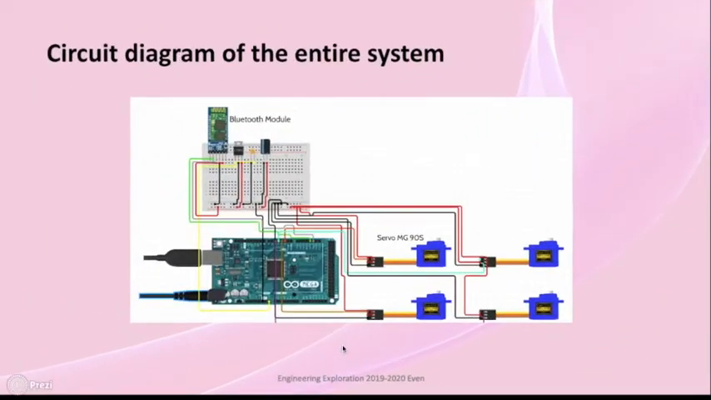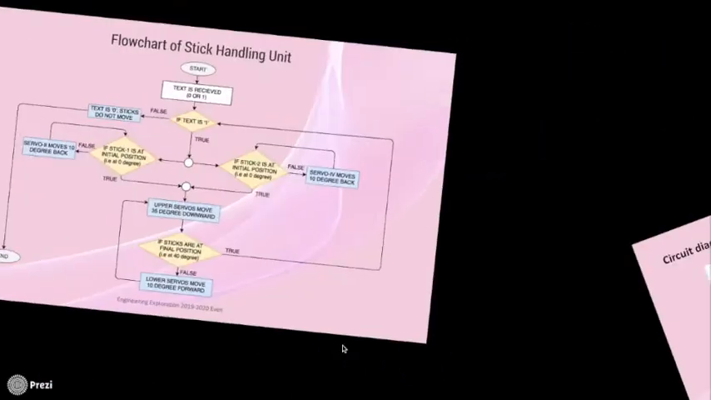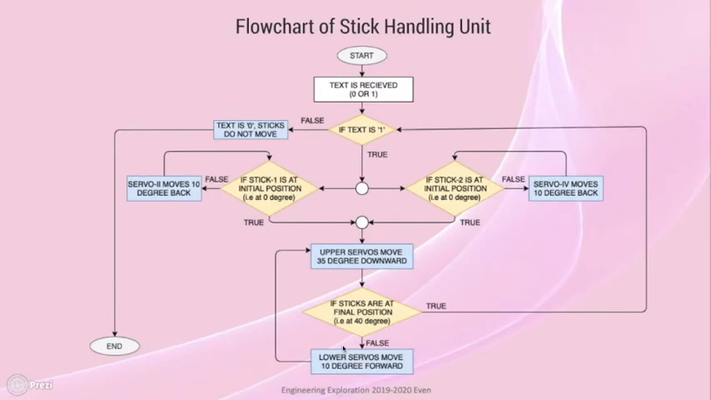This is the circuit of the entire system consisting of 4 servo motors and a Bluetooth module connected to an Arduino Mega board. This is the flowchart of the stick handling unit which shows how the 4 servo motors will operate according to the text received by the Bluetooth module. The servo will move 10 degrees for horizontal movement and 40 degrees for vertical movement of sticks.